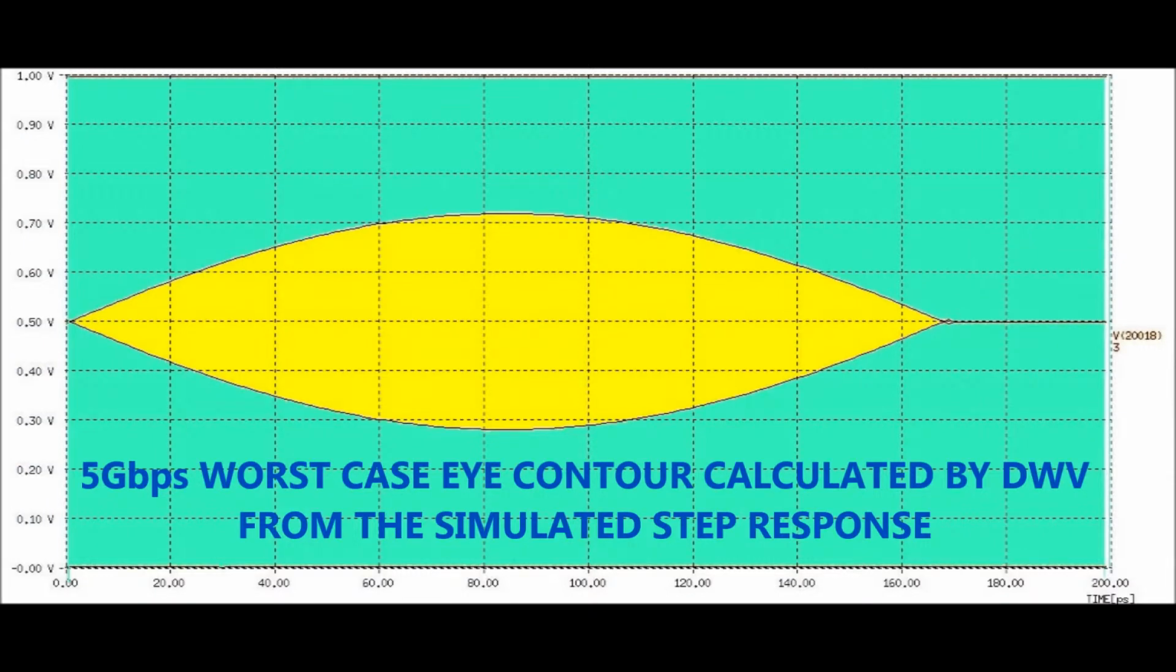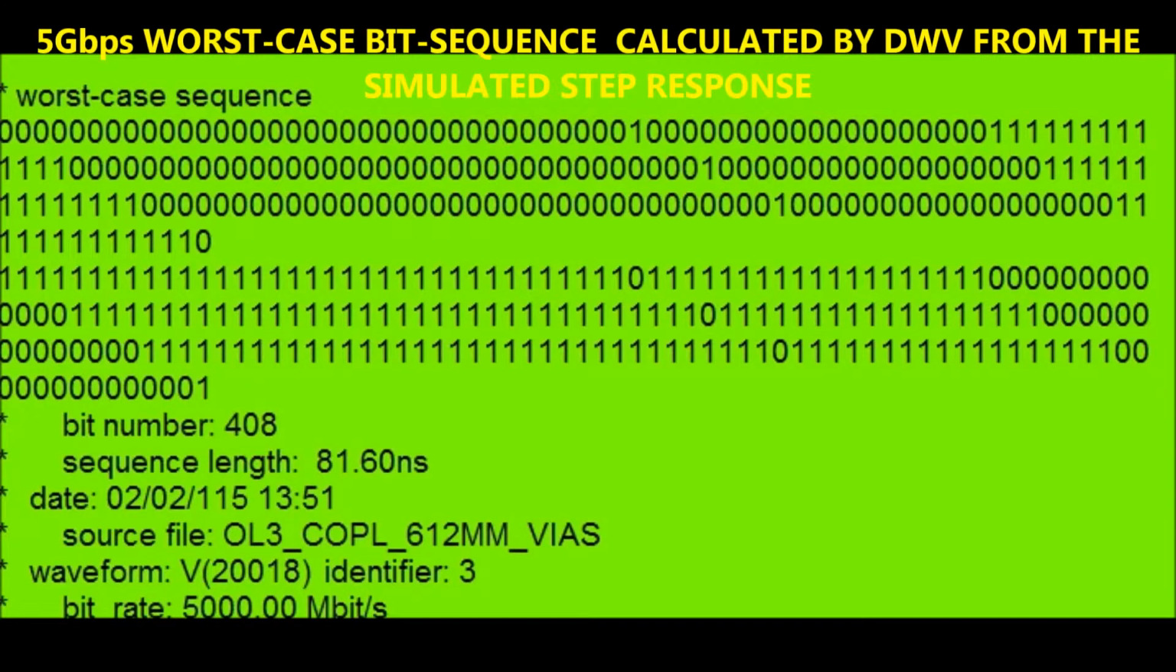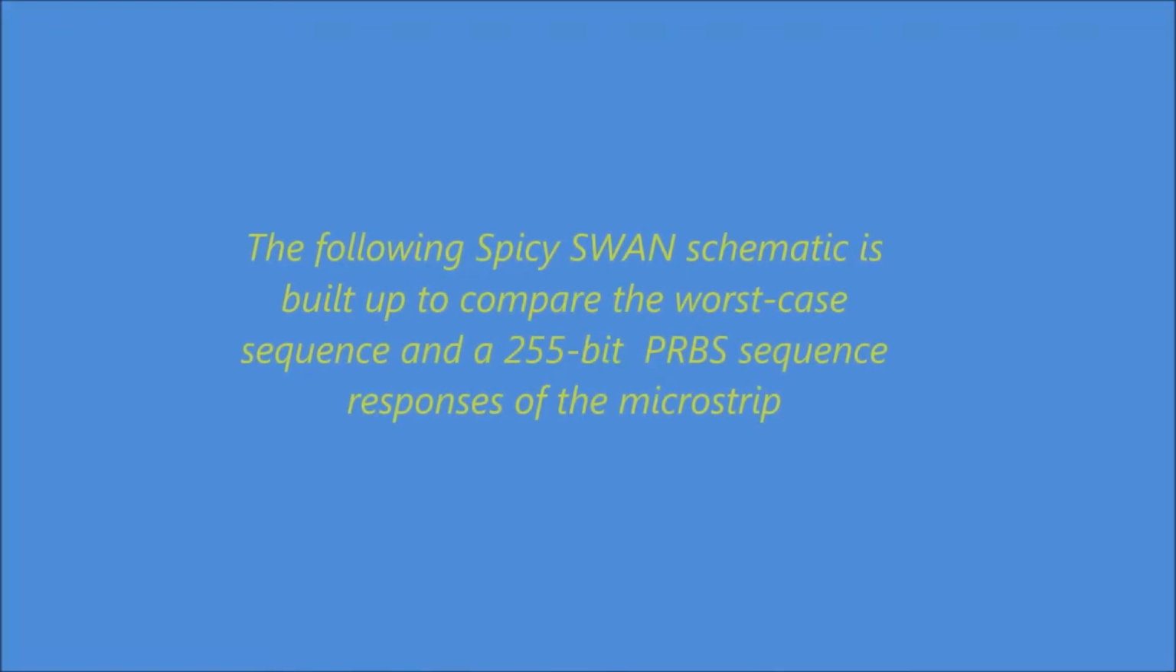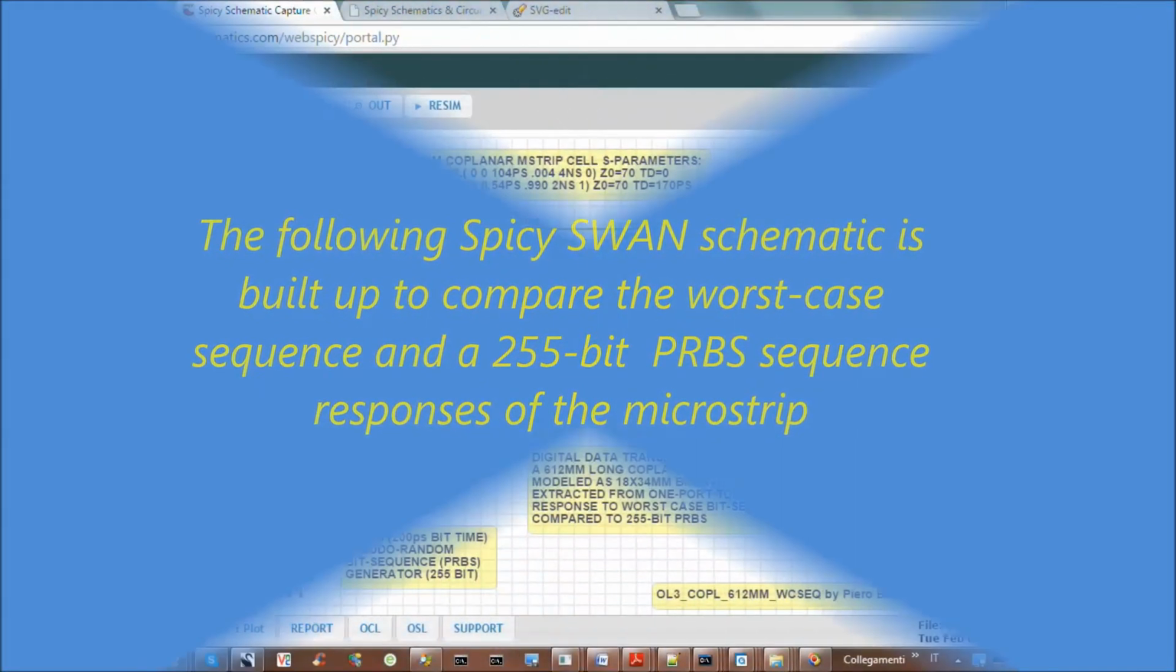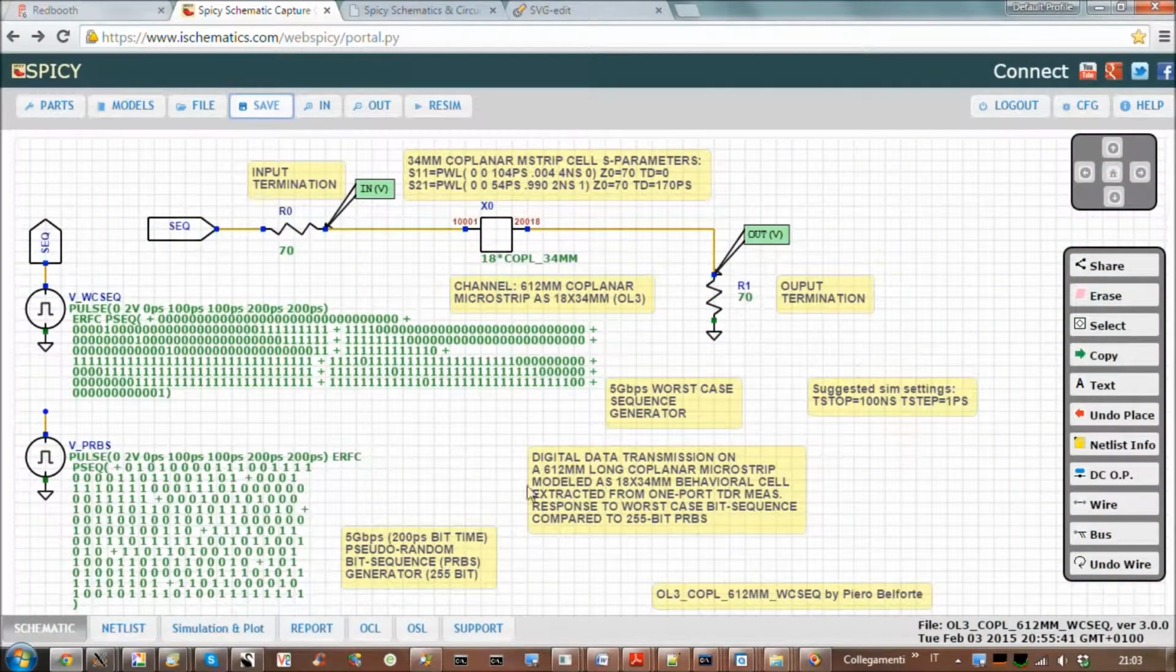5 gigabit per second worst case by contour and worst case bit sequence calculated by DWV from the simulated step response. The following Spicy SWAN schematic is built up to compare the worst-case sequence and a PRBS sequence responses of the microstrip.